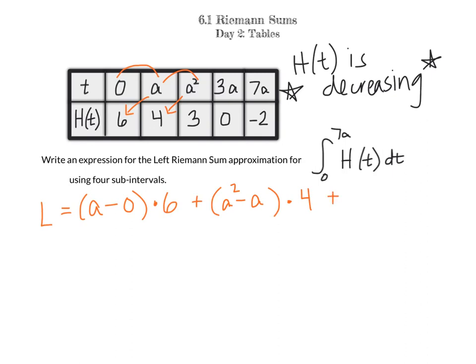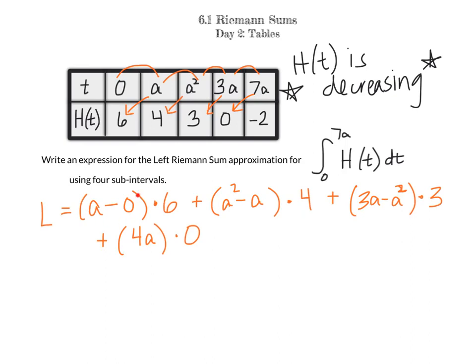Okay, let's try our next one. Plus 3a minus a squared. And then the height provided by the left, 3. And then you go ahead and come up with the last one. Okay, there's our last one. That's the only one that I could simplify because you can actually do 7a minus 3a. The only ones that have like terms, right?